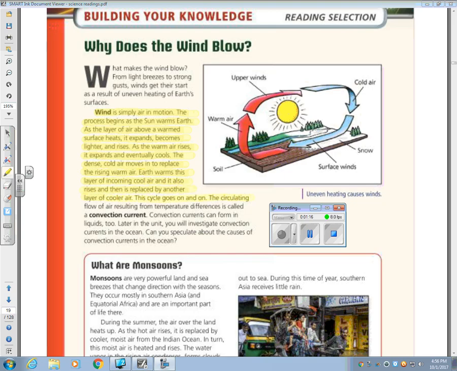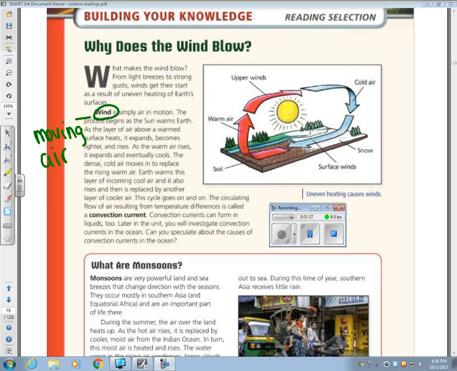The circulating flow of air resulting from temperature differences is called a convection current. Convection currents can form in liquids too. Later in the unit, you will investigate convection currents in the ocean. Can you speculate about the causes of convection currents in the ocean?